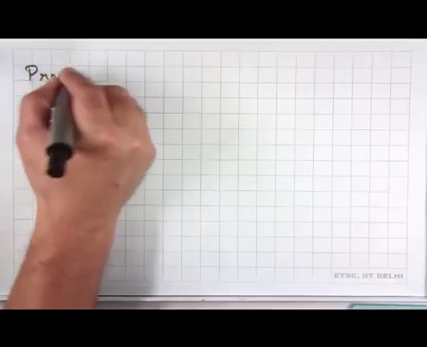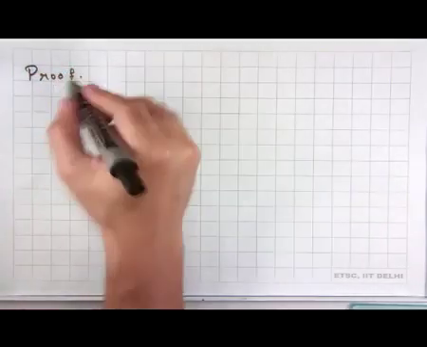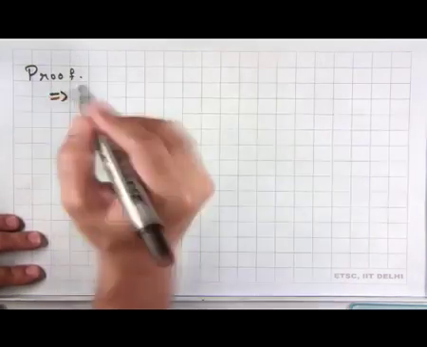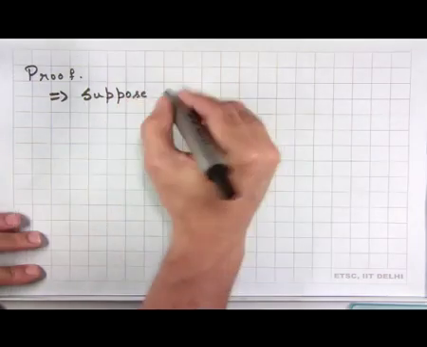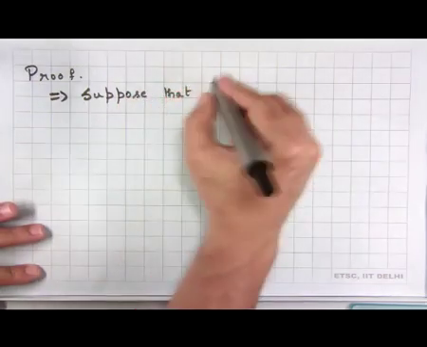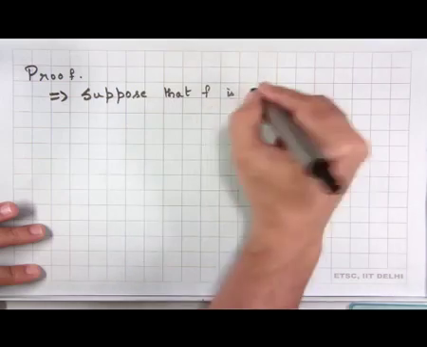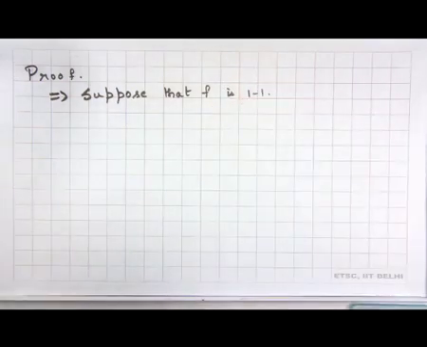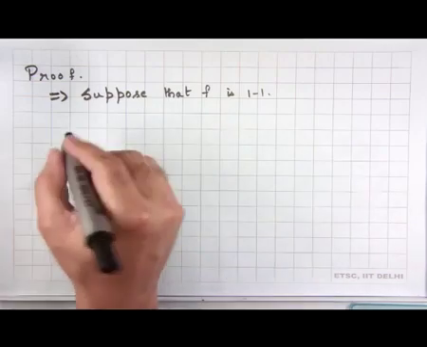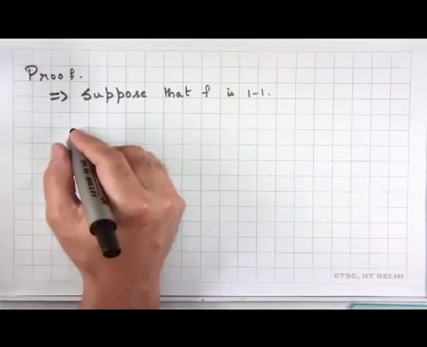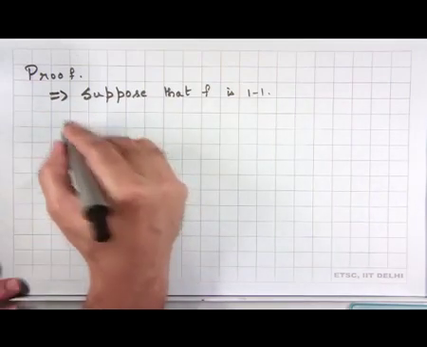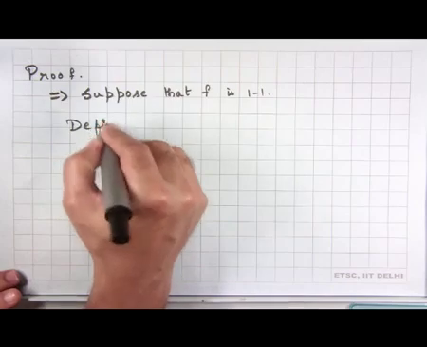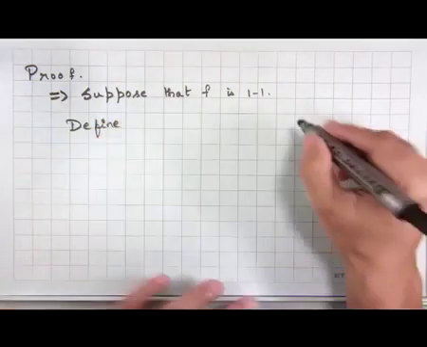Now, let us try to prove this. Let us look at the forward implication. Suppose that f is 1 1. You are given a function that is 1 1. Now, what we will have to produce is a function g from B to A. So, define, well, let us have a diagram at one end.